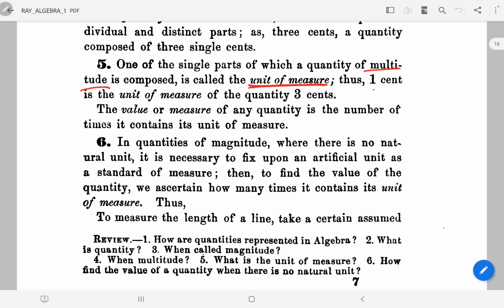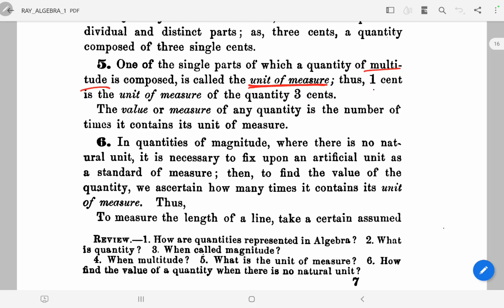If we asked, what is the measure of this multitude? How do we find the value of this multitude? We would simply take one penny as the unit of measure, and we would count how many pennies are contained in the multitude. Finding the value of a multitude is very simple. We simply count the number of units in the multitude.